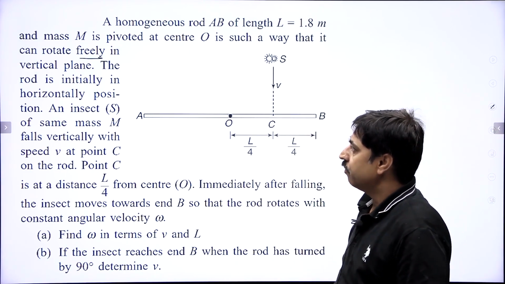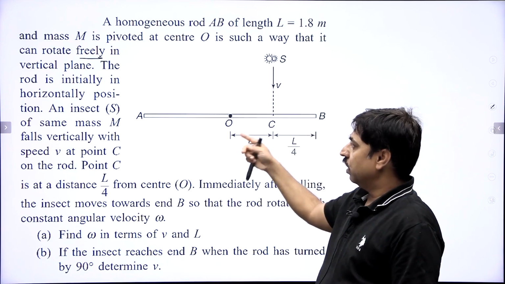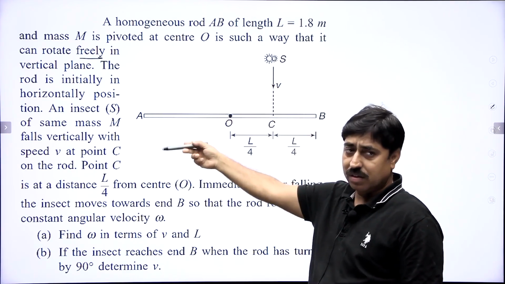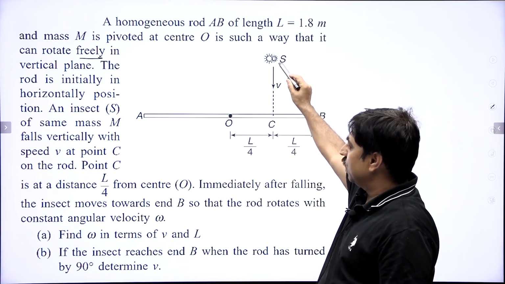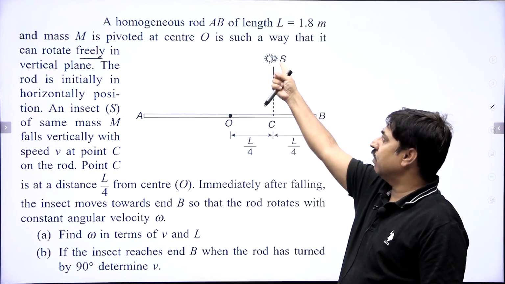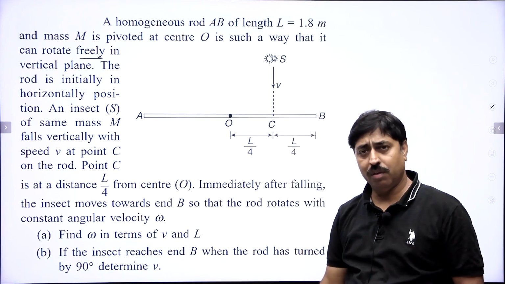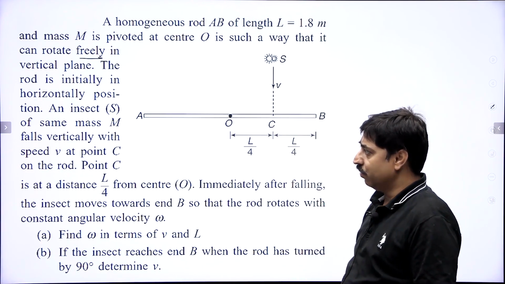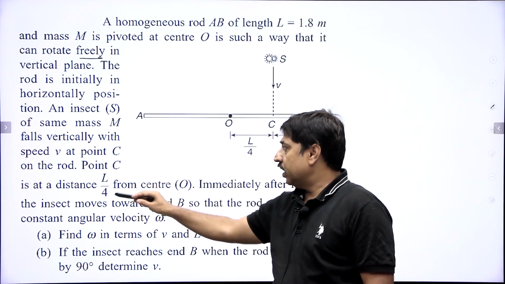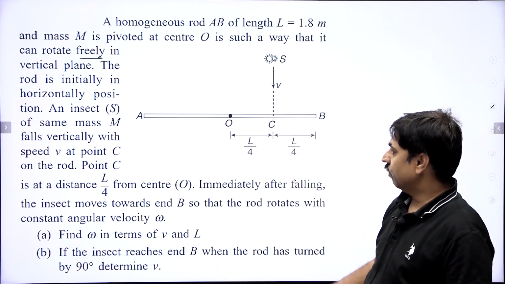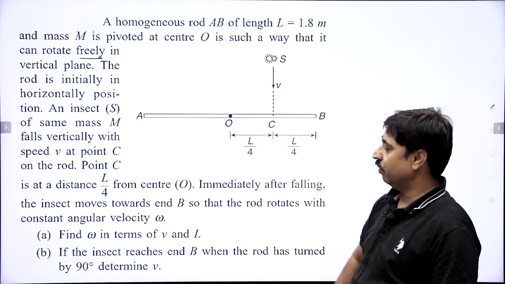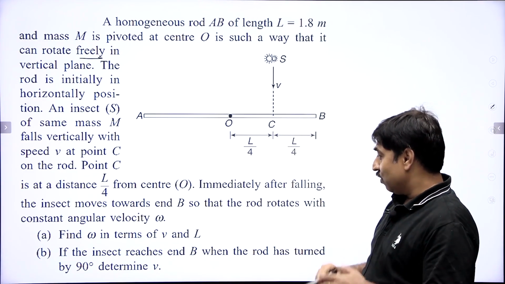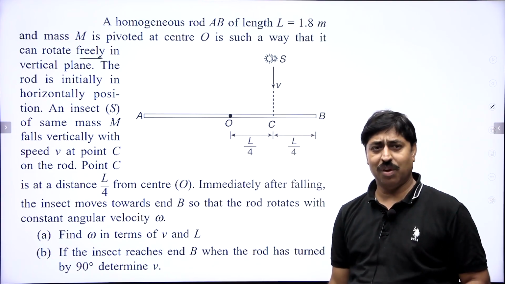It can rotate freely. The rod is initially in horizontal position. An insect S, this is an insect S of same mass as that of rod falls vertically with speed v at point C. The insect falls from here and it lands onto the rod. Just before hitting the rod, the velocity of the insect is v downward. Point C is at a distance of L by 4 from O. So this length is L by 4, this is also L by 4. Immediately after falling, the insect moves towards end B so that the rod rotates with constant angular velocity.